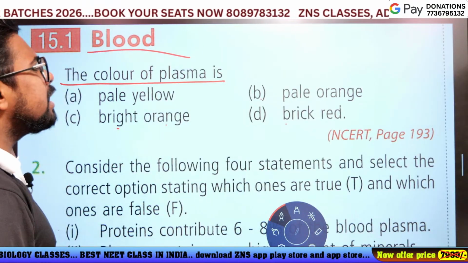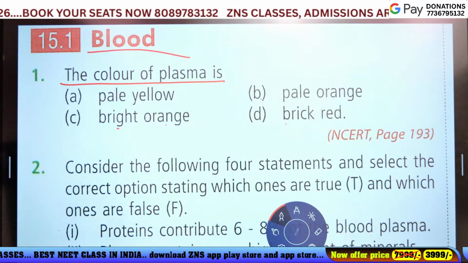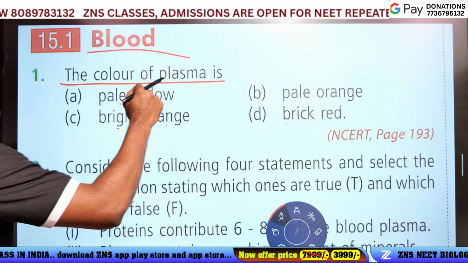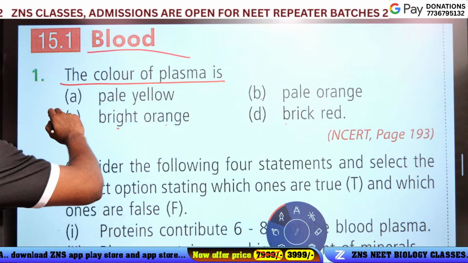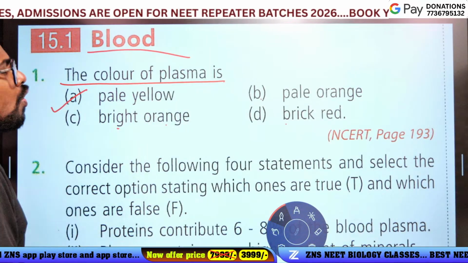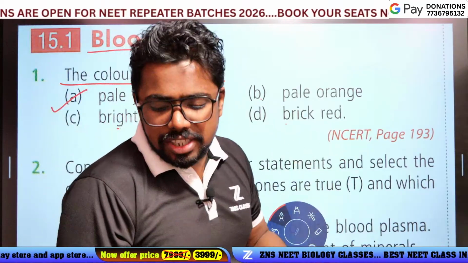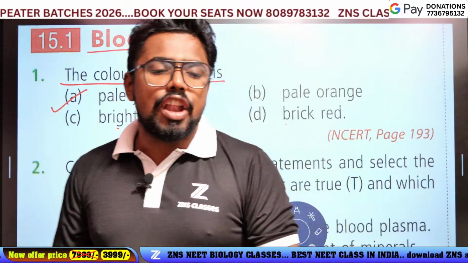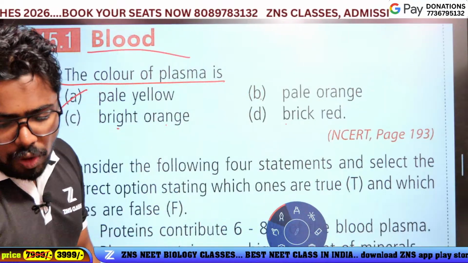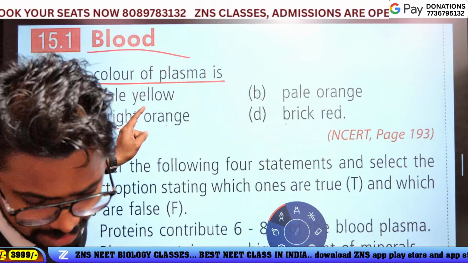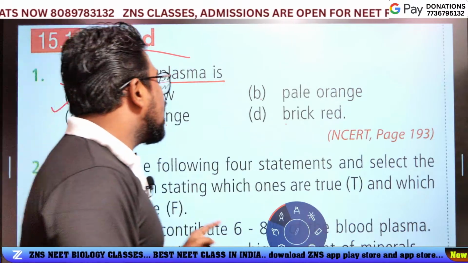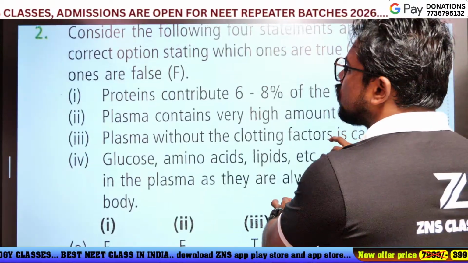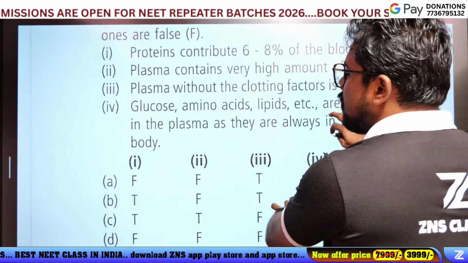Our NCERT mentions the color of the plasma is pale yellow. Okay, guys, option A is the answer. Okay, the next question. Very simple question.